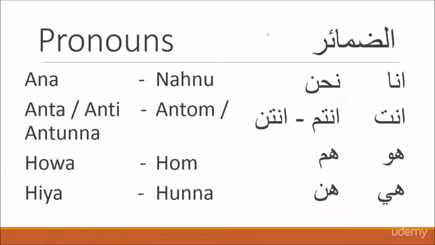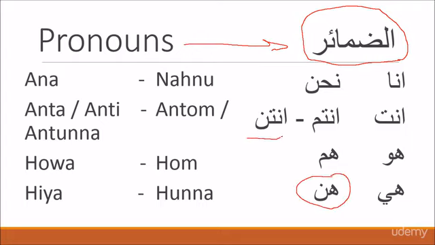So I'm just going to walk with you here. Pronouns means al-dama'ir. Okay, so al-dama'ir, that's the word, and it means the pronouns in Arabic. So we have almost 9 pronouns in the Arabic language, but we're going to ignore 2 of them, which are this one and this one. Why are we going to ignore them?